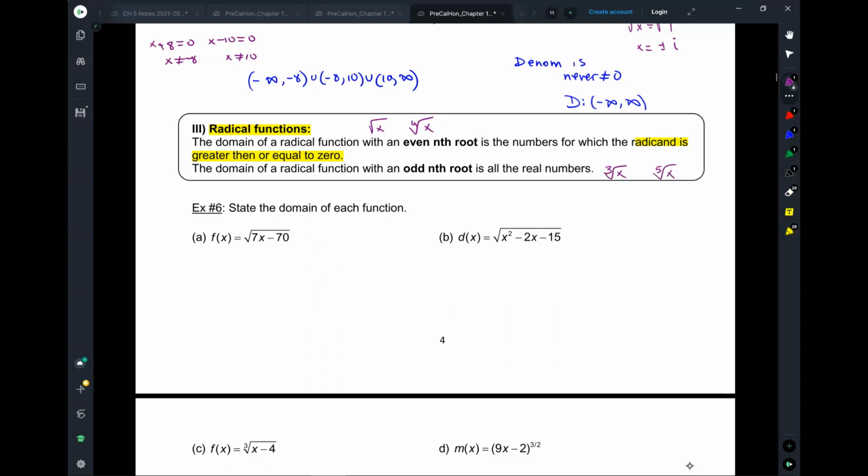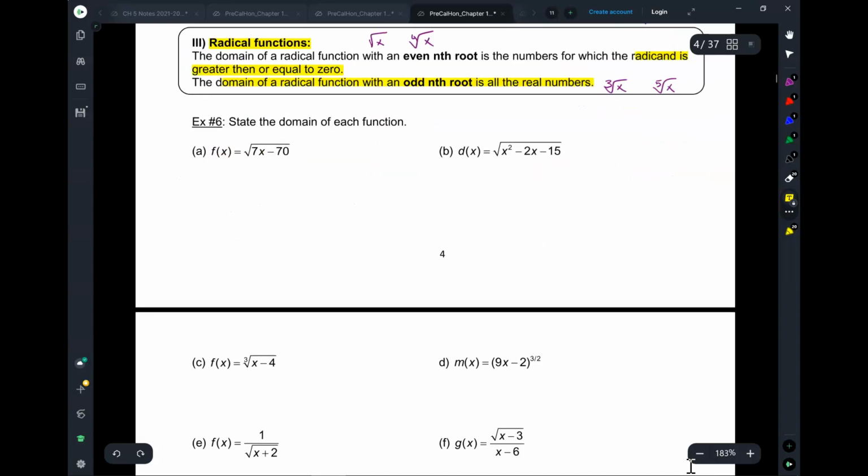Can you take the cube root of negative 8? What's the cube root of negative 8? Negative 2. That totally works. What's the cube root of positive 8? Positive 2. So it doesn't matter. For odd roots, the domain is all real numbers.